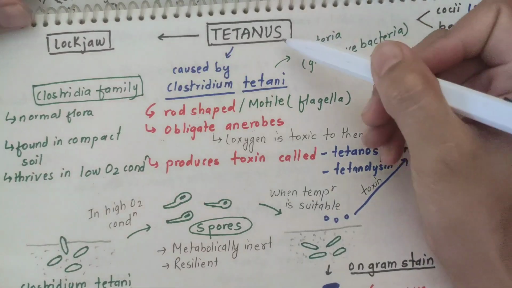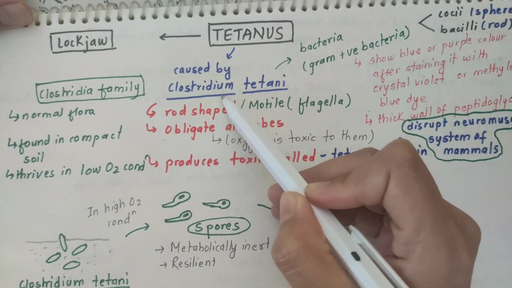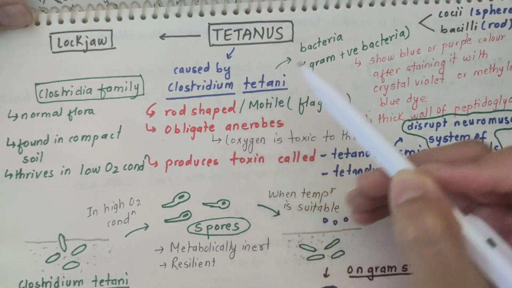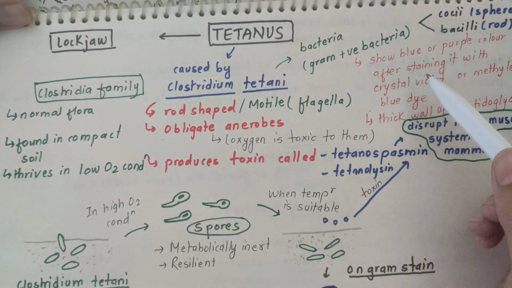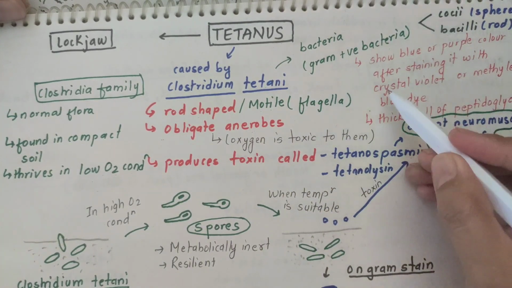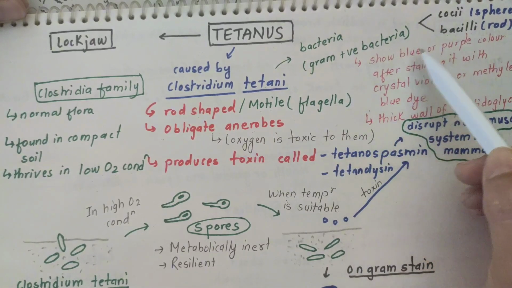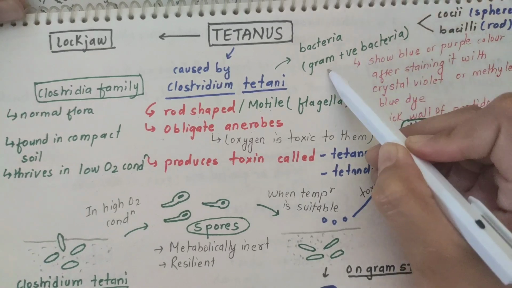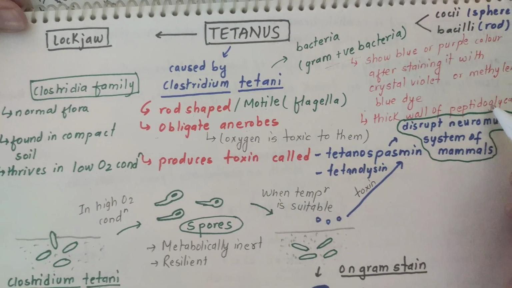Today's topic is about tetanus. Tetanus is an infection that is caused by a bacteria called Clostridium tetani. It is a gram-positive bacteria. That is, if we stain this bacteria with crystal violet or methylene blue dye, then it will retain blue or purple color. The gram-positive bacteria have thick wall of peptidoglycan.